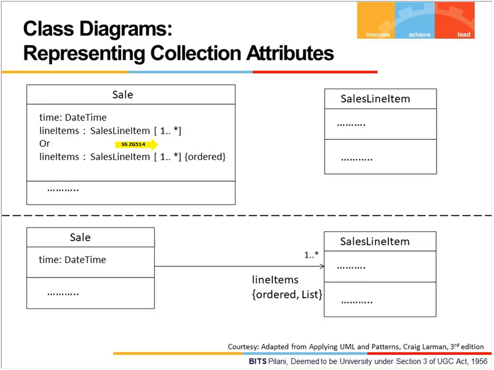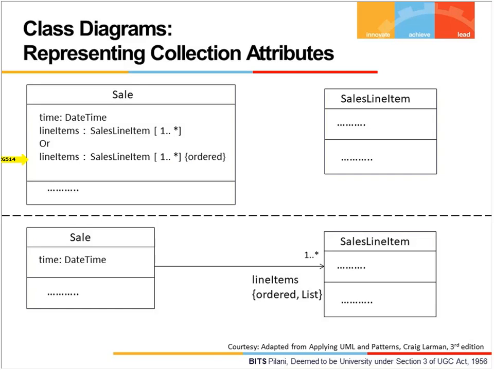Moreover, this is another example of the property string. If this line item collection is an ordered collection, then you can even use the property string ordered to specify that this would be an ordered collection, right? So either this way or this way you can represent the attributes.